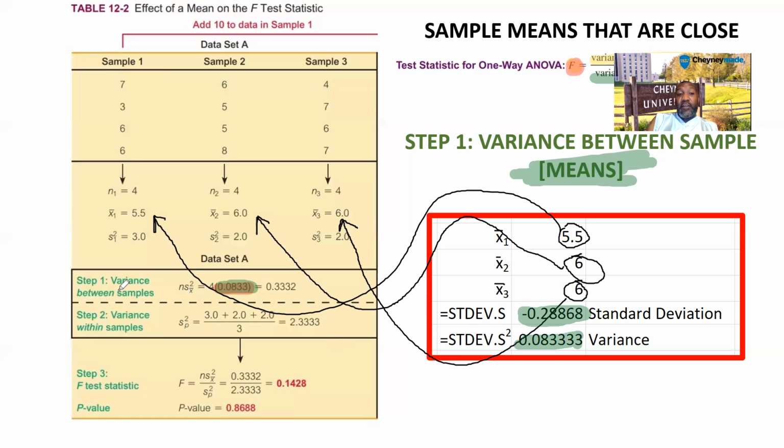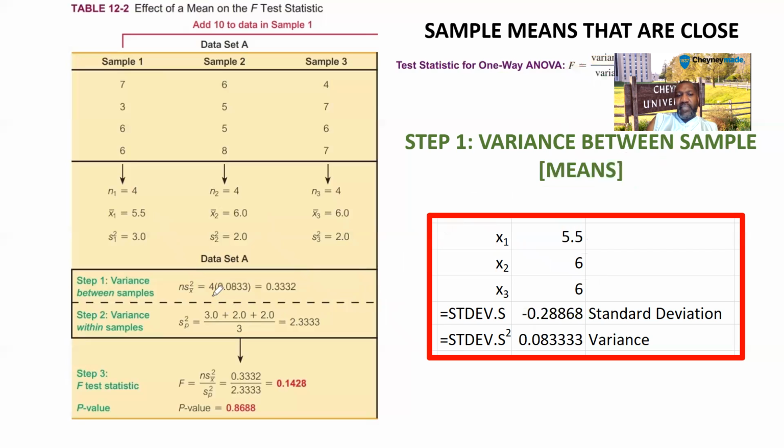Now, to calculate the full variance between samples, it's not just getting the variance of the sample means. We also got to factor in sample size. So let me clear this. So we bring together sample size, which is important. So we have 4 times the variance, and that gives us a numerator. When we're doing the variance between samples, the numerator is going to be 0.3332. And we got it right there.